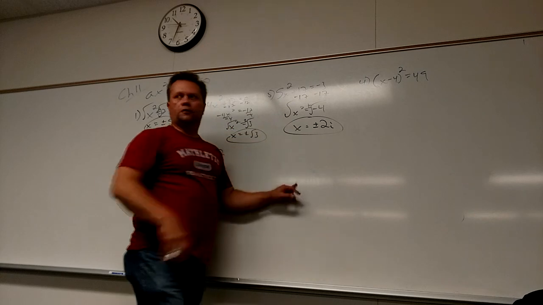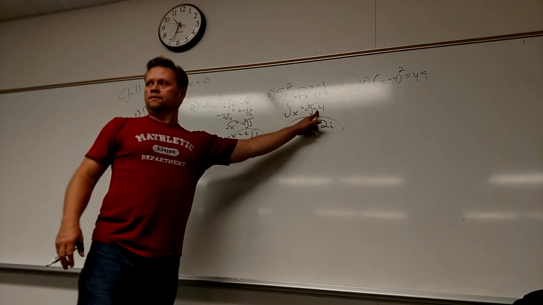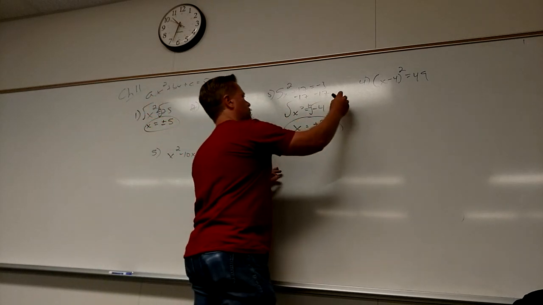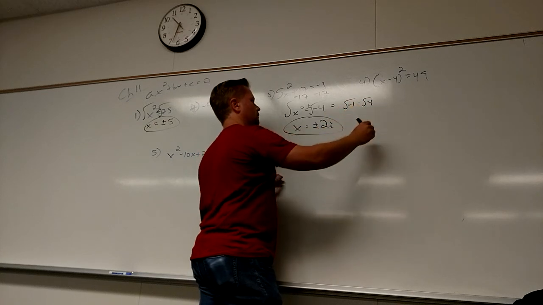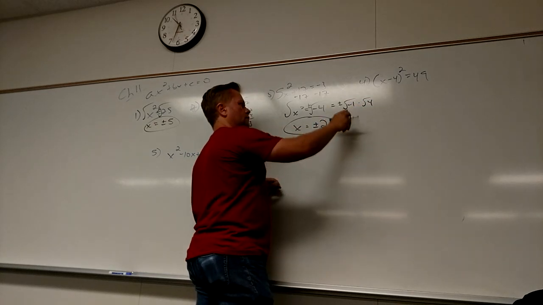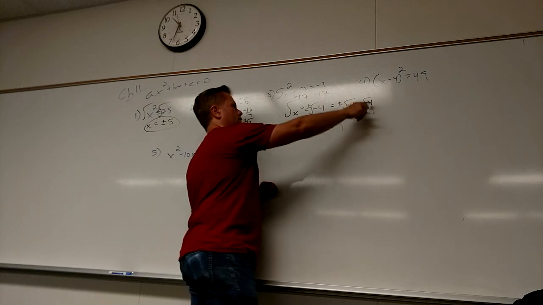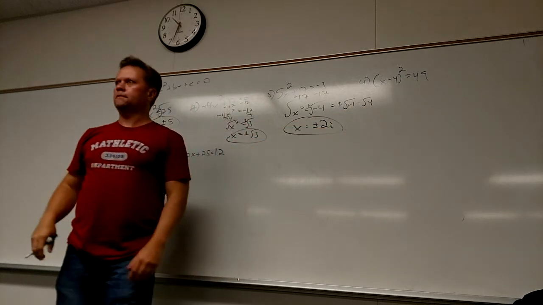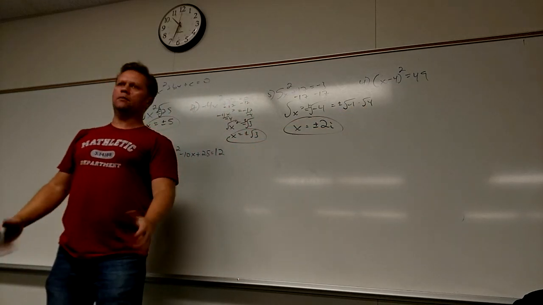Because I don't have the square root of 4. I have the square root of negative 4, which is the square root of negative 1 times the square root of 4. The square root of negative 1 is i, the square root of 4 is 2. Yeah, I like it. So please let that be relatively simple.